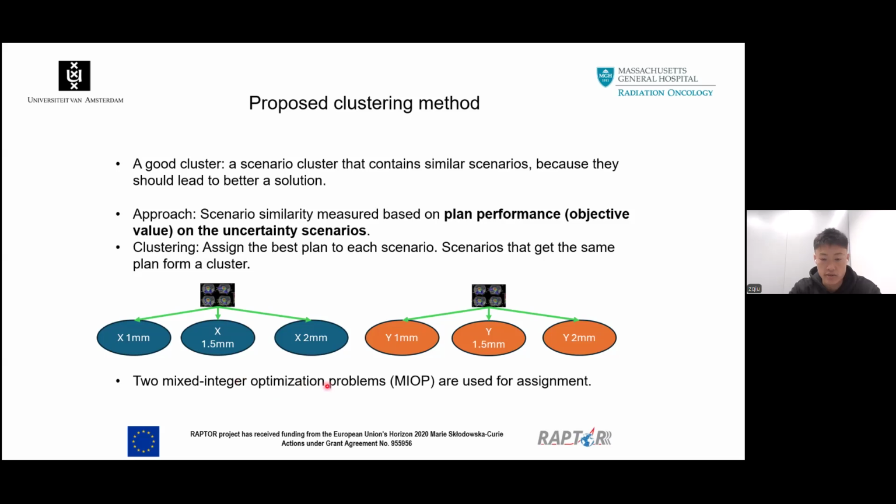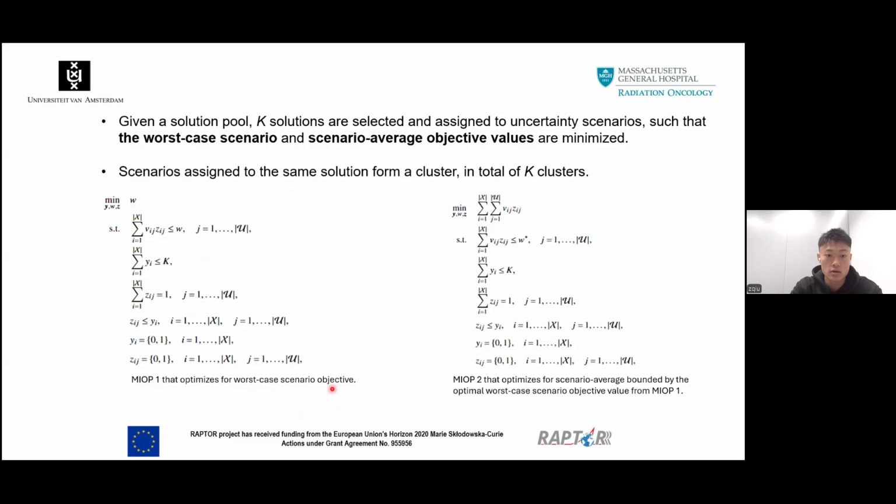And to do the assignment, we use two mixed integer optimization problems. That is how they look like. So in simple words, the first problem optimizes the worst case scenario objective, and the second one optimizes the average objective values subject to the optimal worst case objective value from the previous problem, so that in the end the assignment is robust Pareto optimal.